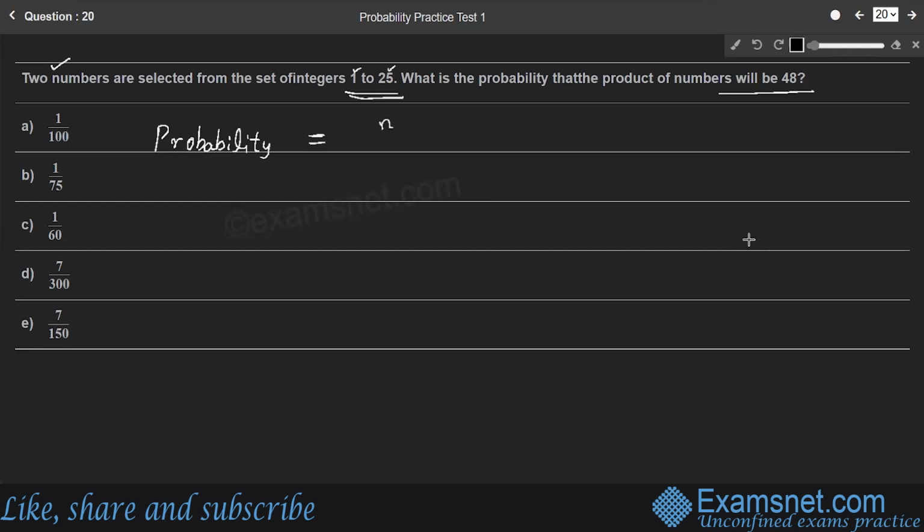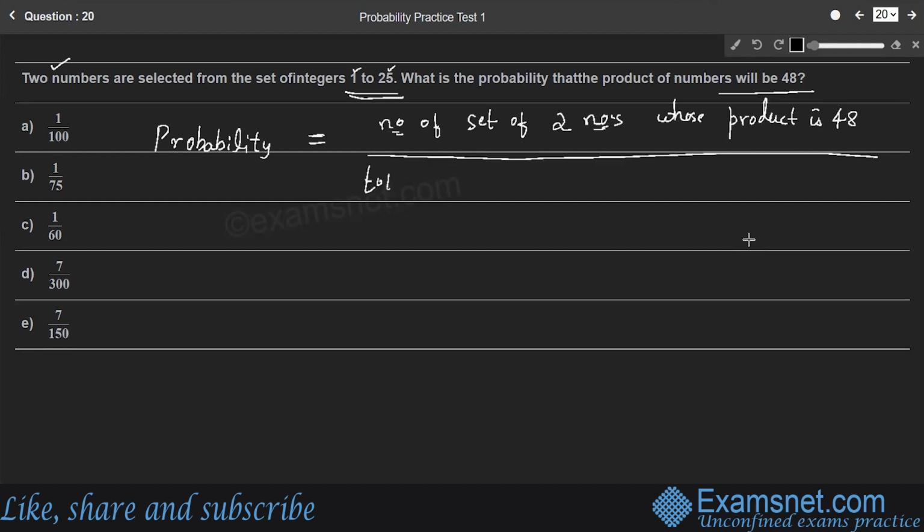Probability is nothing but number of sets of two numbers whose product is 48. This is the favorable outcome, divided by total number of sets of two numbers. Total number of sets of two numbers out of how many numbers are given? 1 to 25. Out of 25 numbers, we can form some sets of two numbers. You can form 1 and 2 as one set of two numbers, 2 and 3, like that. Some sets of two numbers can be formed out of 25 numbers.